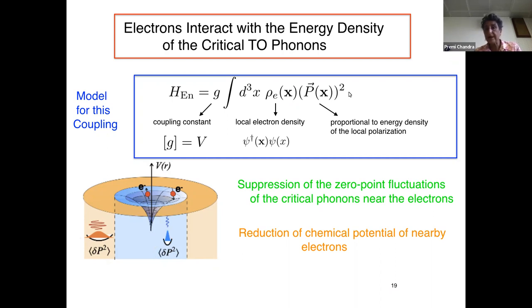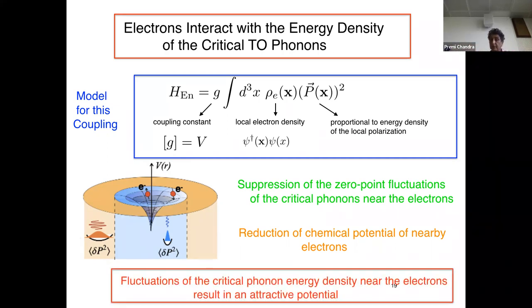And similarly, if we have a change here, that's a reduction of the chemical potential of the electrons. So the fluctuations of the critical photon energy density near the electrons result in an attractive potential. So once again, the electrons sense the zero-point fluctuations through their energy. Usually you couple the electrons to a photon displacement. Here we're coupling them to the photon energy. So in that sense, it's somewhat similar to the cosmological situation where the idea is that the baryons know about the stress energy tensor, but don't couple directly to the dark matter.